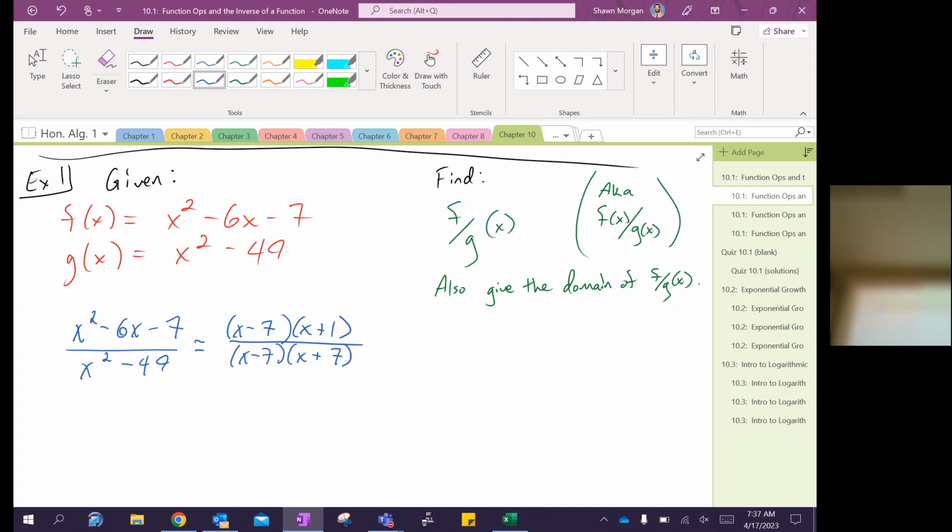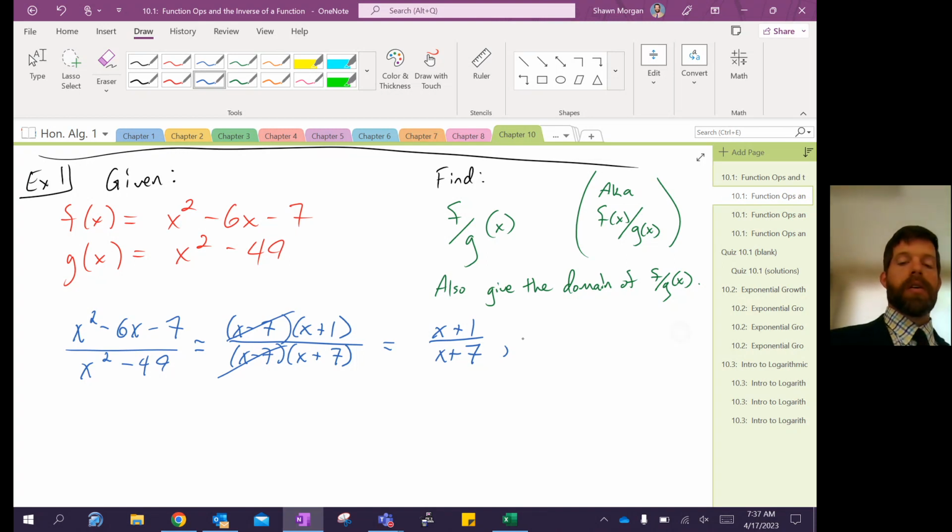Beautiful. And then I hope it's obvious at this point what cancels? X minus 7, X minus 7. X minus 7 cancels out. So this simplifies down to x plus 1 over x plus 7. There need to be some restrictions. George, can you list one restriction? What should x not equal? Ooh, you got them both. Plus or minus 7.